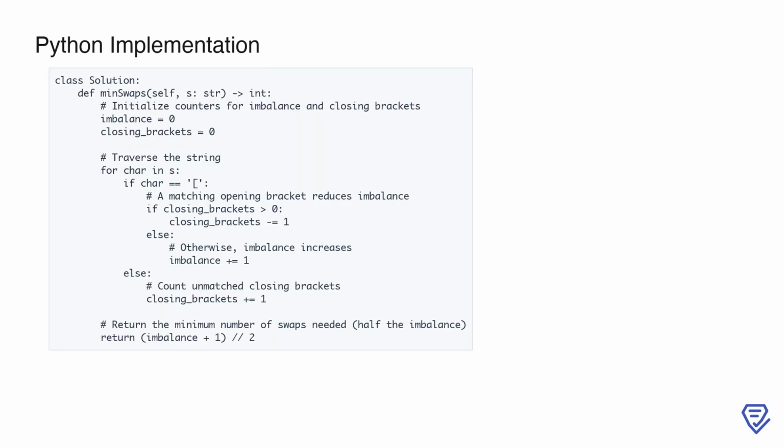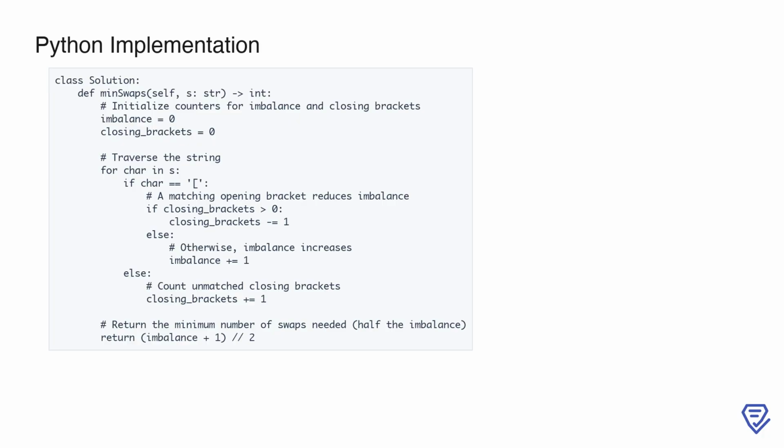This implementation solves the problem by calculating the minimum number of swaps required to balance the given string. The key insight is to count the number of unmatched closing brackets and determine the imbalance caused by them. We start by initializing two variables, imbalance, which tracks the number of unmatched closing brackets, and closing_brackets, which counts the current number of unmatched closing brackets as we traverse the string.